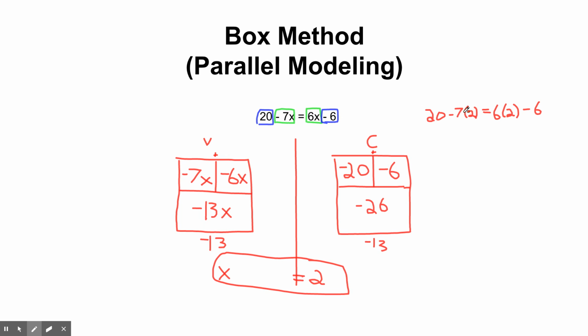Now I just solve it according to order of operations. Order of operations tells me I need to multiply first. So negative 7 times 2 is negative 14. So 20 minus 14 is equal to 6 times 2, which is 12, minus 6. Now let's subtract. 20 minus 14 gives me 6. 12 minus 6 gives me 6. Because I have the same number on each side of my equal sign, remember that equal sign means same, that tells me we solved it correctly. So x is in fact equal to 2.